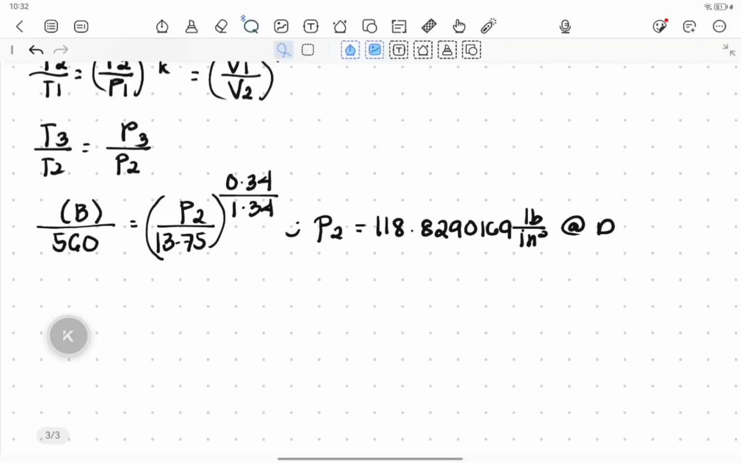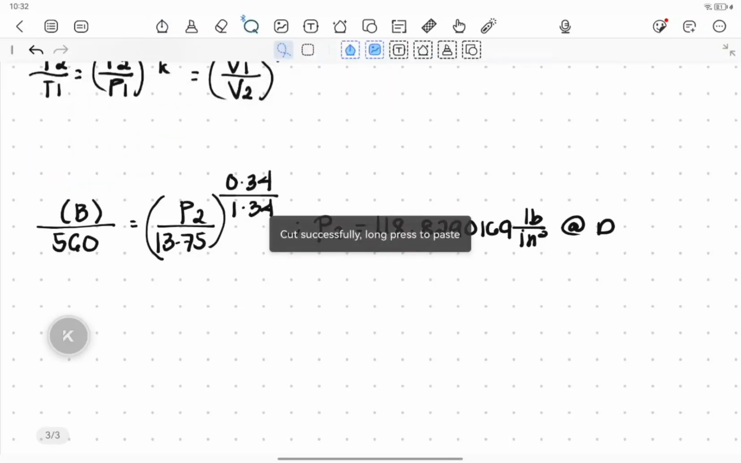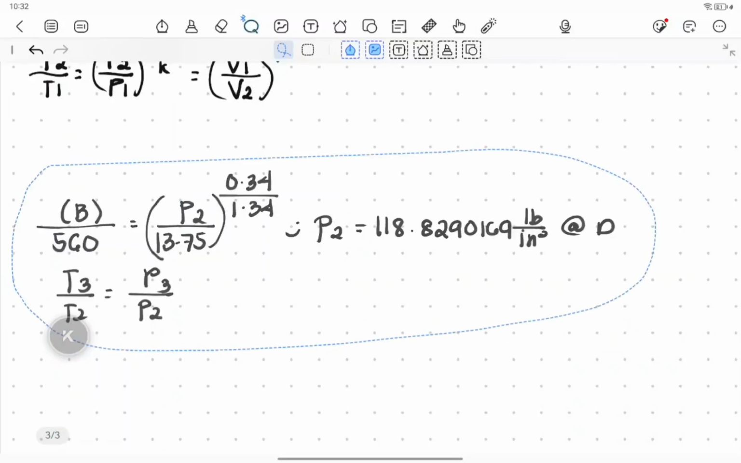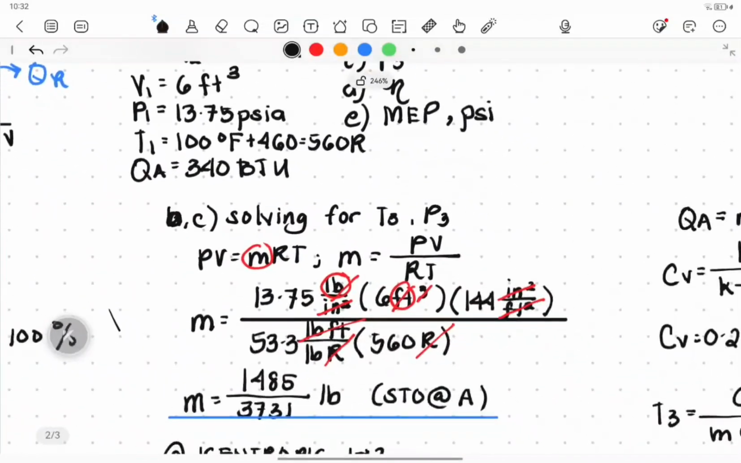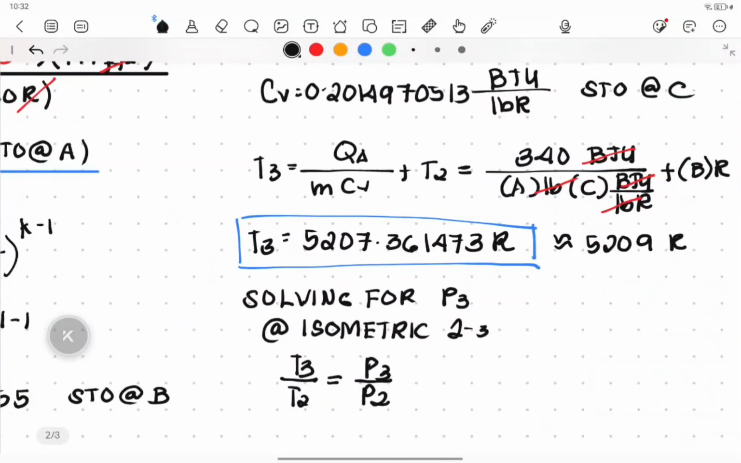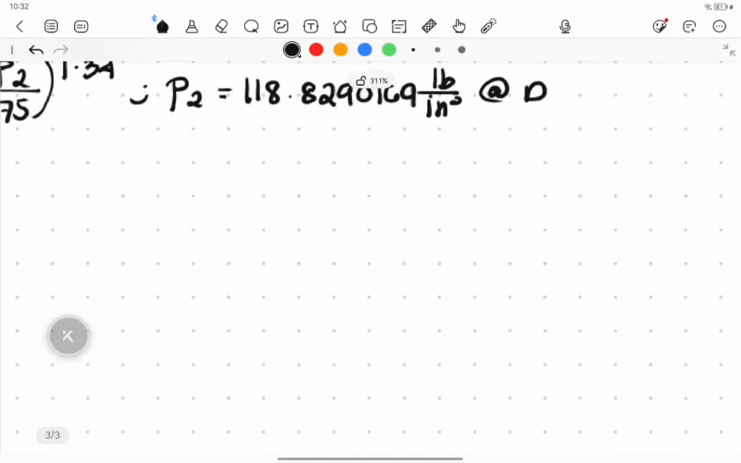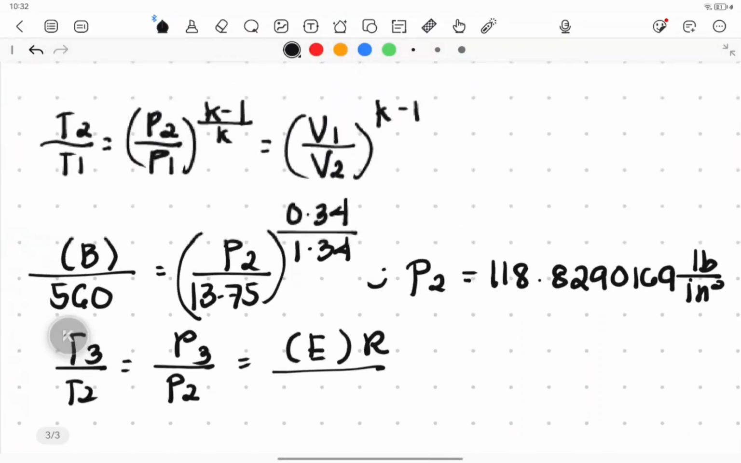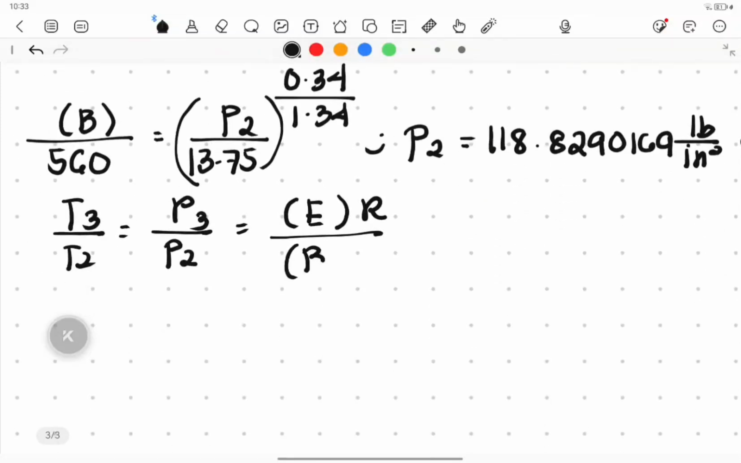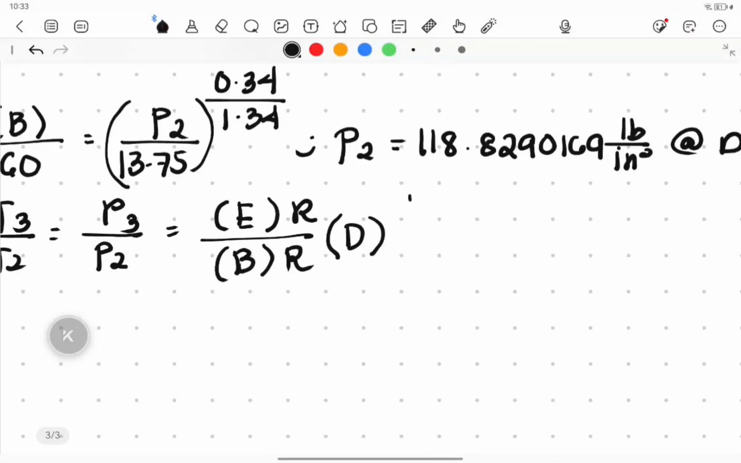And we can store this at letter D. And then we can now proceed to here. So our T3 is at letter, I did not store this, so let's store this at letter E. Okay, so T3 is at letter E, Rankine, all over our T2 is at letter B, also in Rankine, and our P3 we don't have, and then our P2 is at letter D, which is in pound per square inch, and this is our P3.